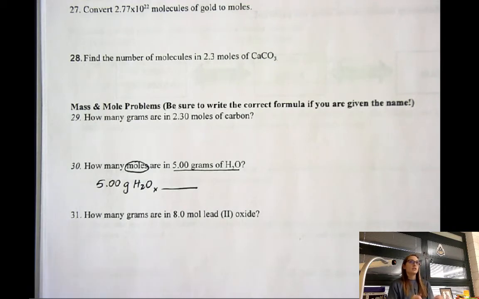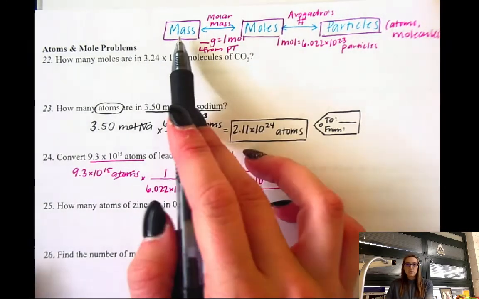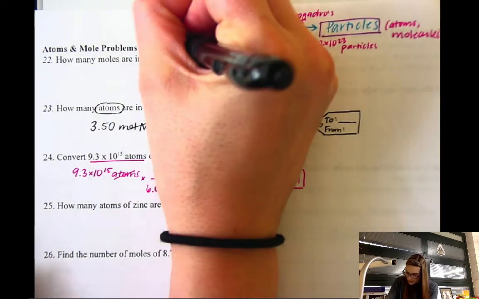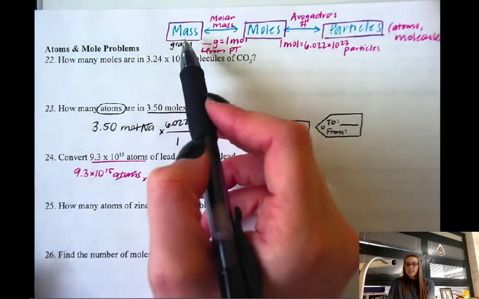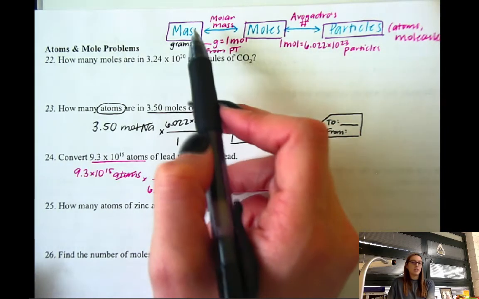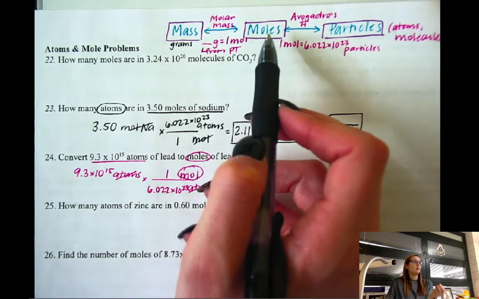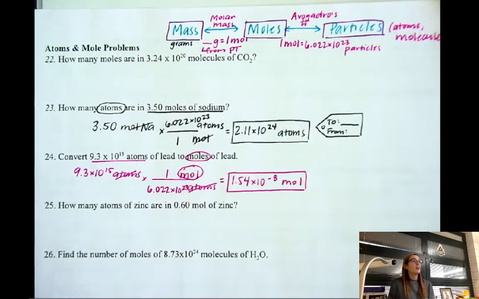Now what I want you to look at is the top of your page. If we look at this, mass is grams. So if you need to make yourself a note that mass is grams, can I go directly from grams to moles? Yes, there's one arrow in between. I can go directly from grams to moles, right? Moles is the middleman. To go between them, we need the molar mass. This is why calculating molar mass is so important. That's the conversion factor to go between grams and moles.